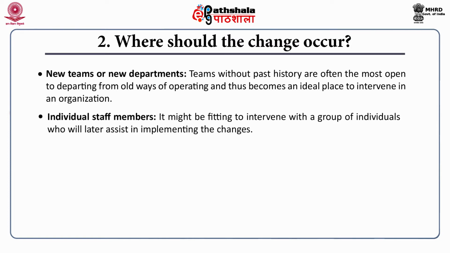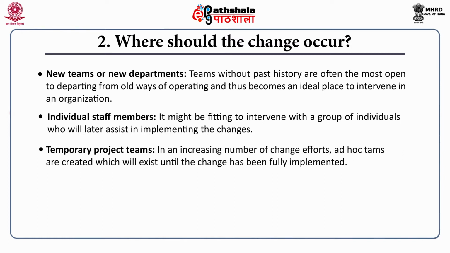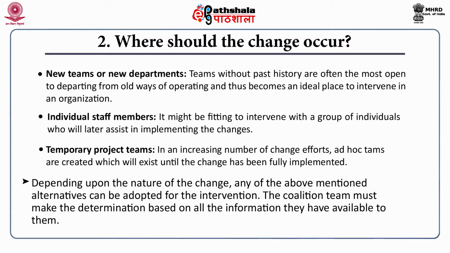Then come individual staff members. It might be fitting to intervene with a group of individuals who will later assist in implementing the changes. Temporary project teams. In an increasing number of change efforts, ad hoc teams are created which will exist until the change has been fully implemented. Depending upon the nature of the change, any of the above mentioned alternatives can be adopted for the intervention. The coalition team must make the determination based on all the information available to them. In some cases, the decision regarding the change will be made before the team assembles.